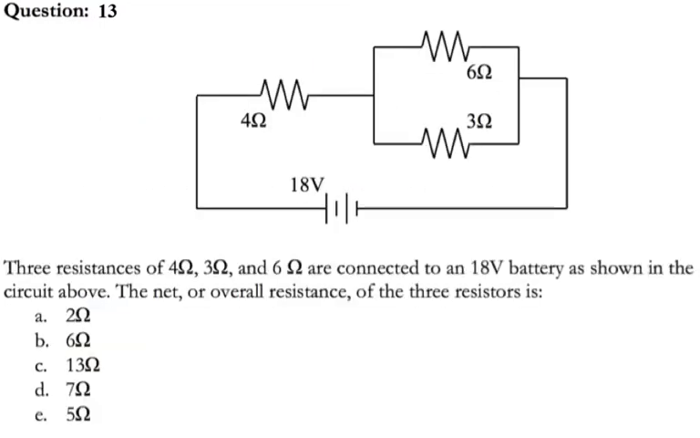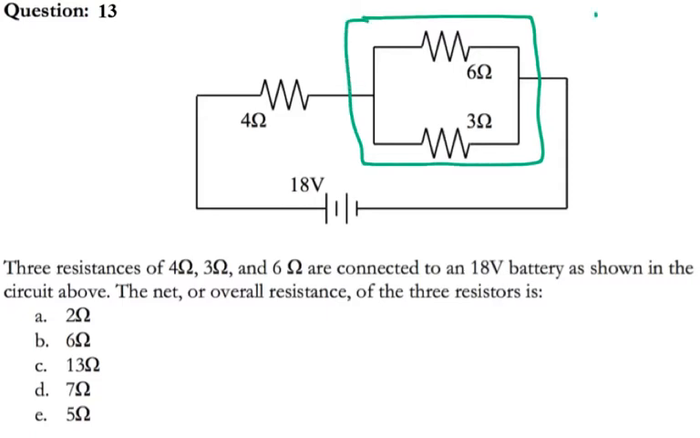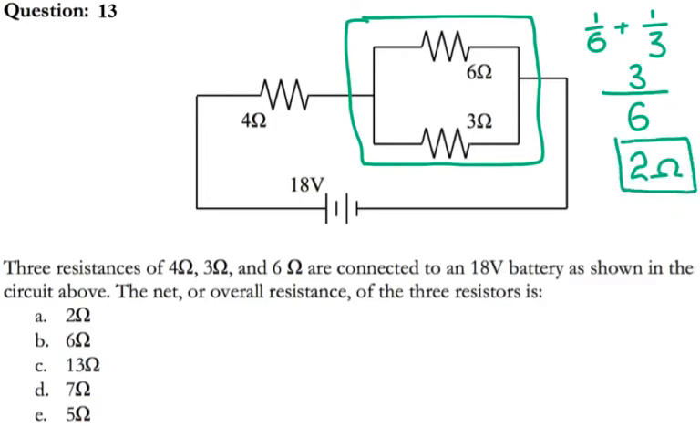For the next question, they have 3 resistors, 4, 3, and 6 ohms connected to an 18-volt battery as shown in the circuit above. The net or overall resistance of the resistors is, so I see a parallel connection. For a parallel connection of the resistors, I do 1 over the sum, then flip the result over. The common denominator is 6, and so this total resistance is going to be 2 ohms. So it's 1 over the result, flipped over.